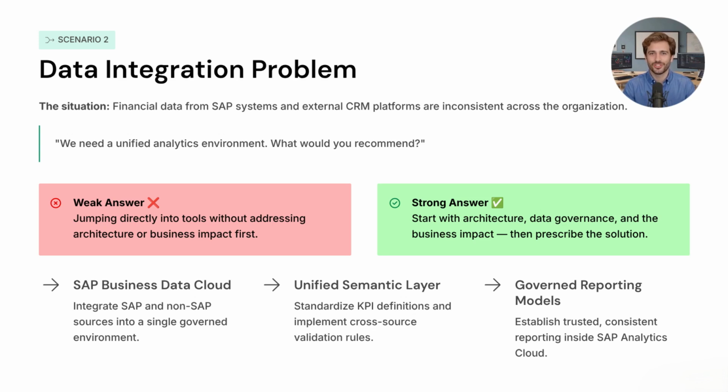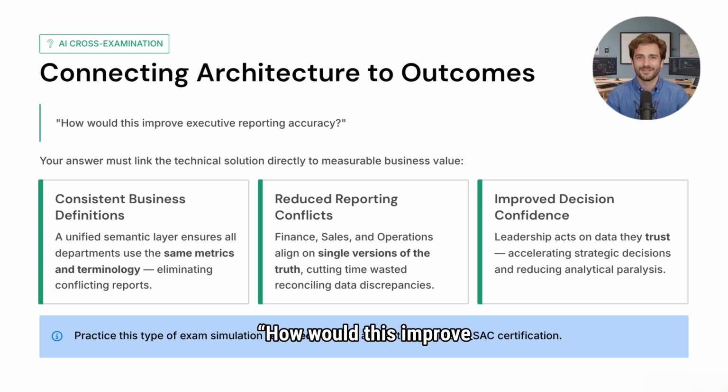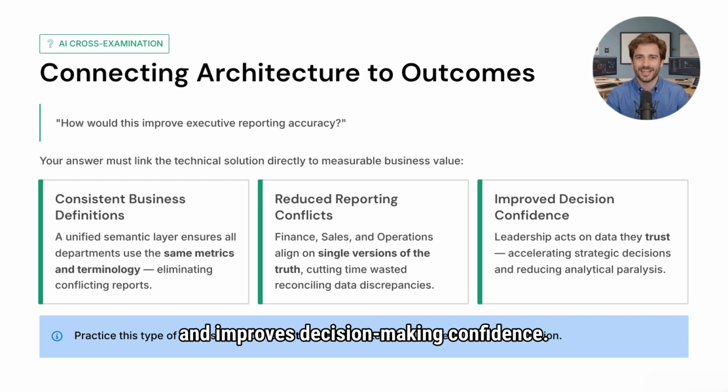Your solution approach should include integrating SAP and non-SAP sources into SAP Business Data Cloud, creating a unified semantic layer, standardizing KPI definitions, implementing validation rules, establishing governed reporting models inside SAP Analytics Cloud. Then the AI asks, how would this improve executive reporting accuracy? Your response: a unified semantic layer ensures all departments use consistent business definitions and metrics. This reduces reporting conflicts and improves decision-making confidence.